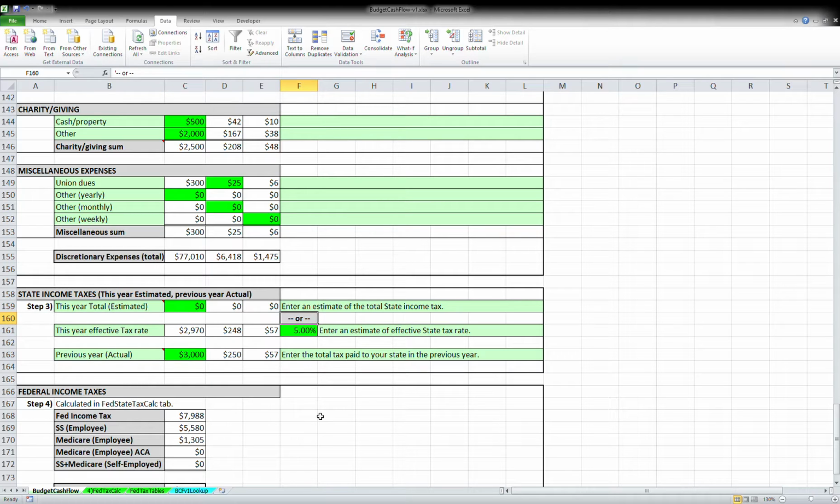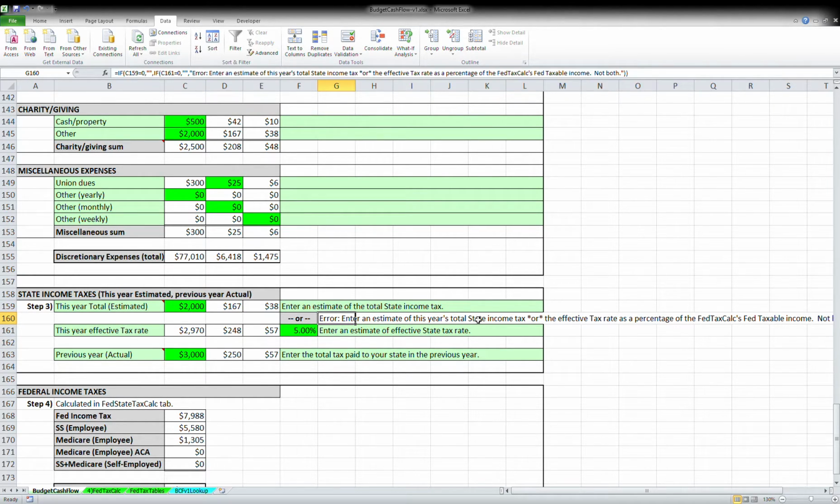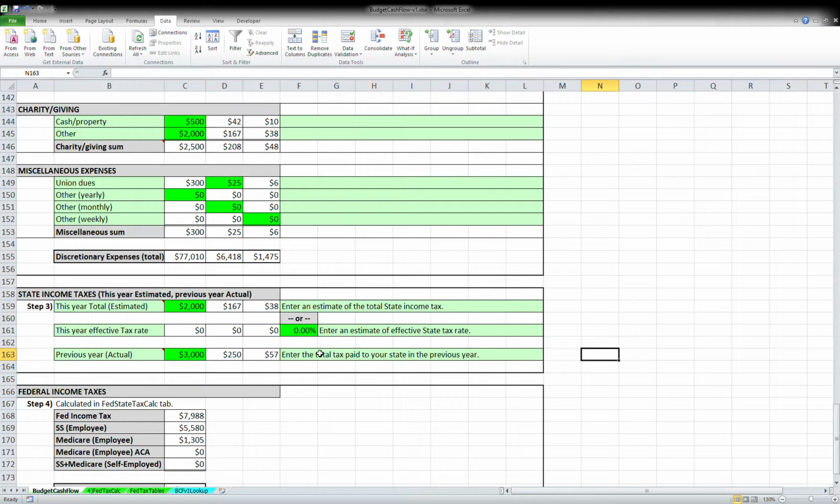This is one of the kind of a little bit different parts in this spreadsheet. This is an OR. You do one or the other. You don't do both. And if you do try to do both, you get a little error message here telling you that you have to do one or the other. Then you would change this to be 0%, and that error message will go away. So it's one or the other. Well, both can be 0.